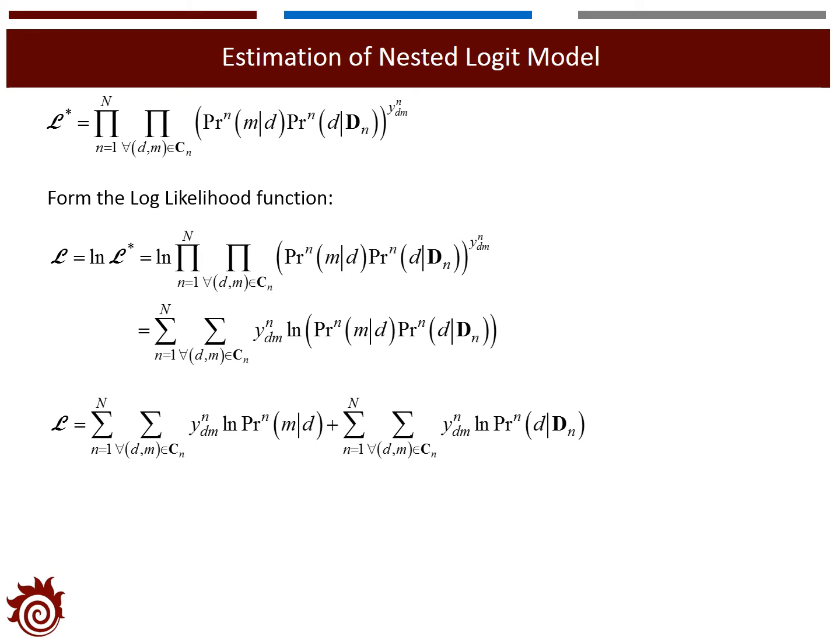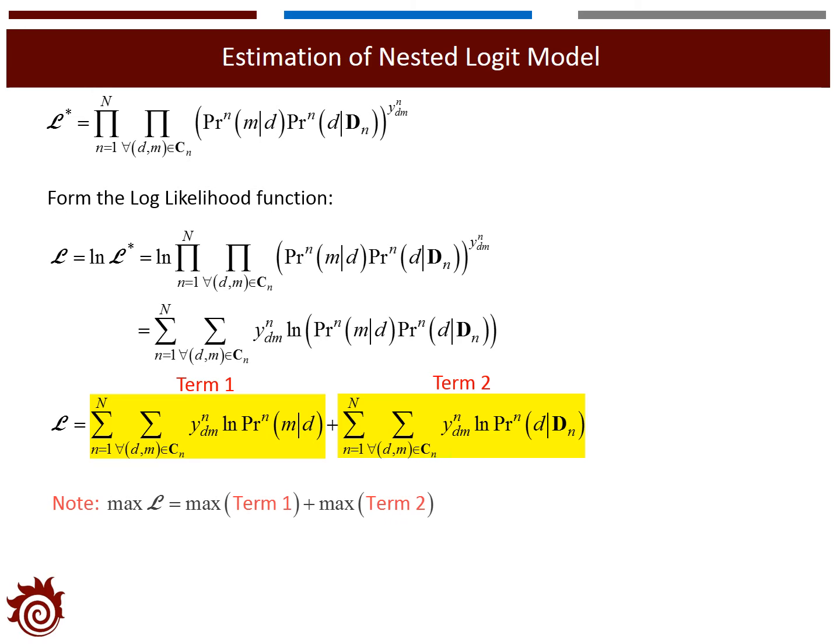And we can also divide the log likelihood function into 2 terms. The first term is only related to the conditional probability, and the second one is only related to the marginal probability. Then the maximization of the log likelihood can become the maximization problem of both term 1 and term 2.